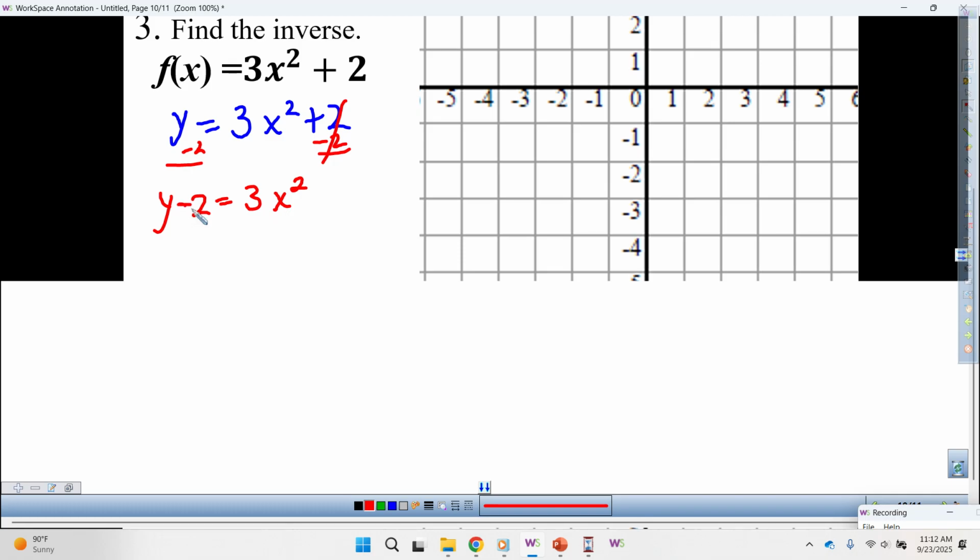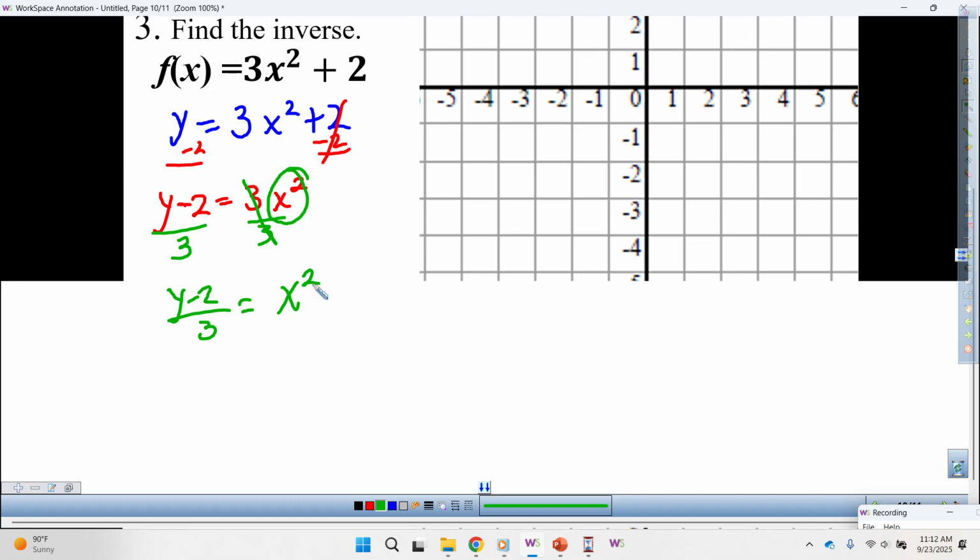All right, tell your neighbor what to do next. Then Kiana's going to pass to someone. Autumn, what do I do next? I need to leave x by itself. Close. The 3 is multiplying, so what is the inverse? Divide by 3 on both sides. We're left with y minus 2 over 3 equals x squared.